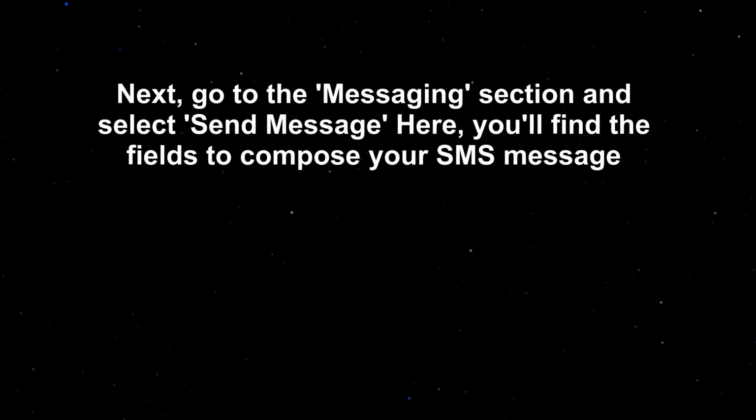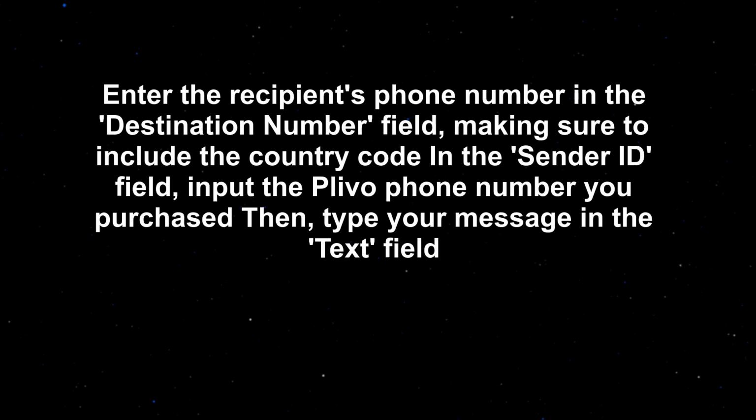Next, go to the messaging section and select Send Message. Here, you'll find the fields to compose your SMS message. Enter the recipient's phone number in the destination number field, making sure to include the country code. In the sender ID field, input the Plivo phone number you purchased, then type your message in the text field.